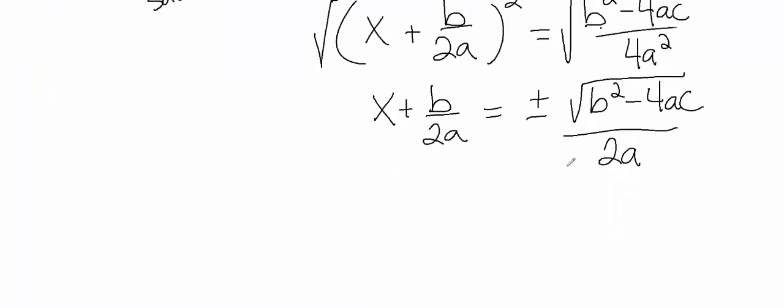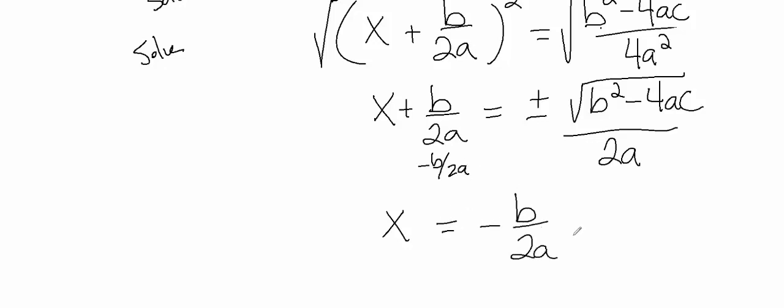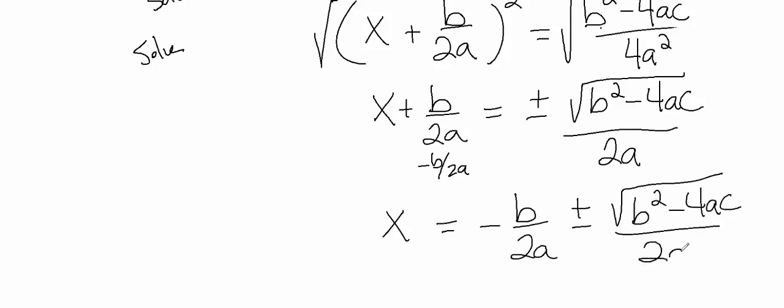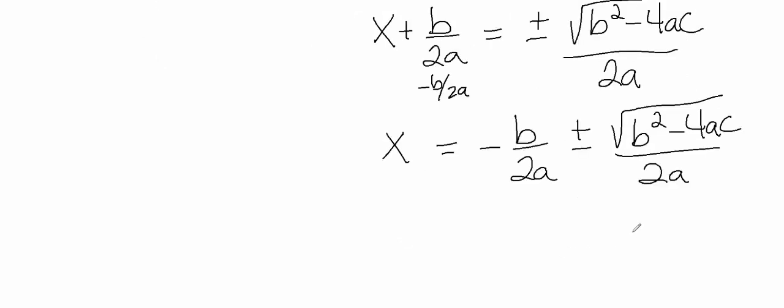Let's go ahead and scroll down here. My last thing I've got to do is now solve. That's the last step. I got to get x by itself. So I'm going to minus the b. I'm going to minus b over 2a to both sides. So I get negative b over 2a plus or minus the square root of b squared minus 4ac all over 2a. And since these have the same common denominator, we can write the formula like this.